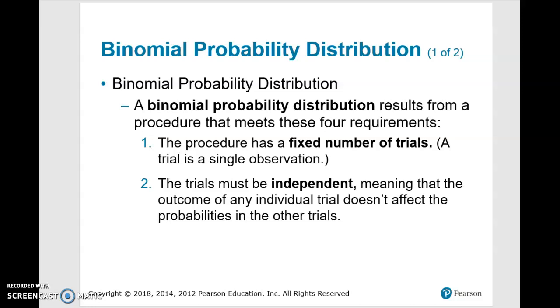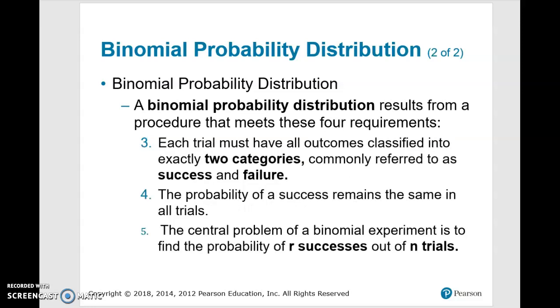Well, a binomial probability distribution results from a procedure that meets these 4 criteria. The procedure has a fixed number of trials, where we're considering a trial as a single observation. And those trials have to be independent, so the outcome of one individual trial doesn't impact the probabilities of the other trials. Each trial has to have all outcomes classified into exactly 2 categories, and we call those categories success or failure.